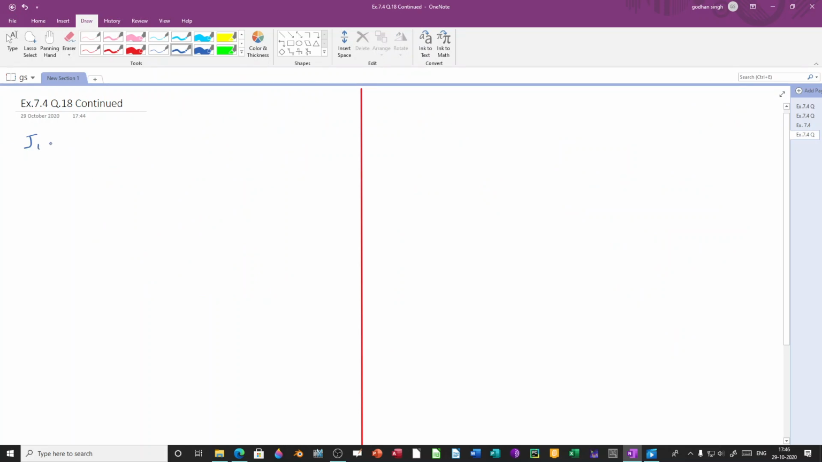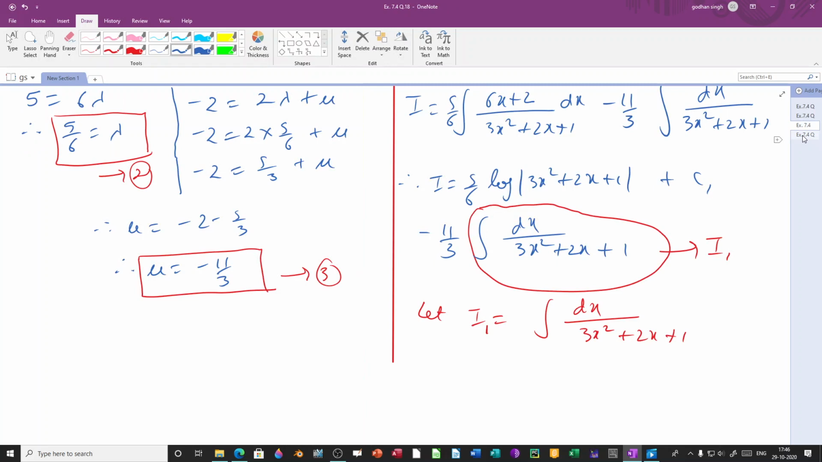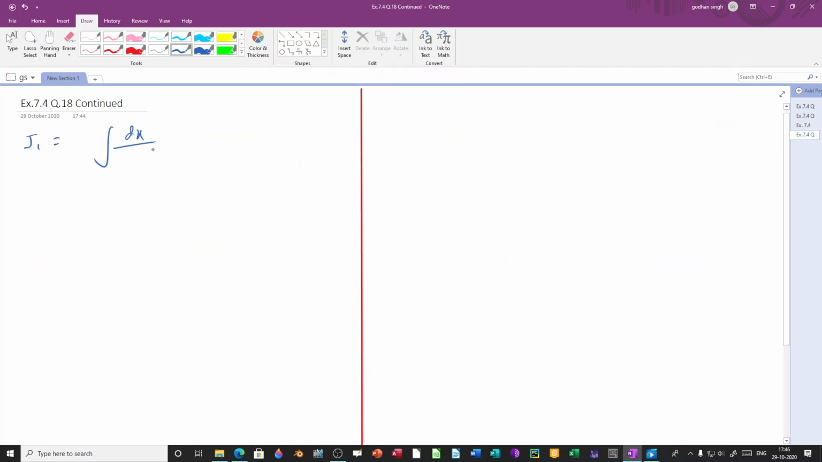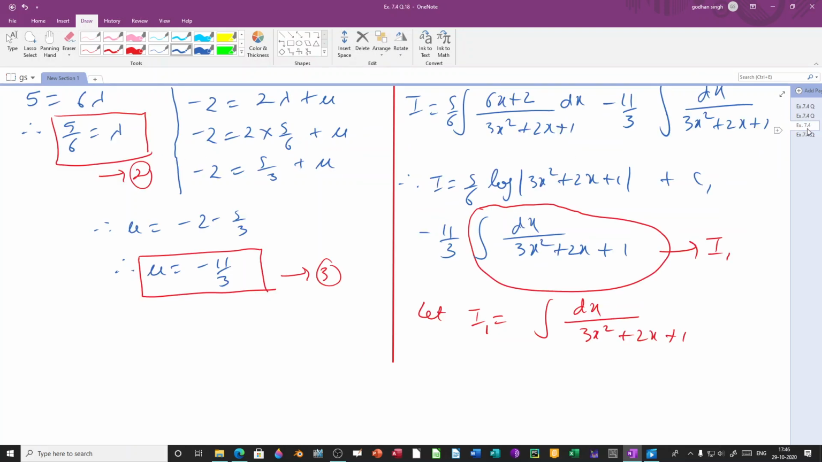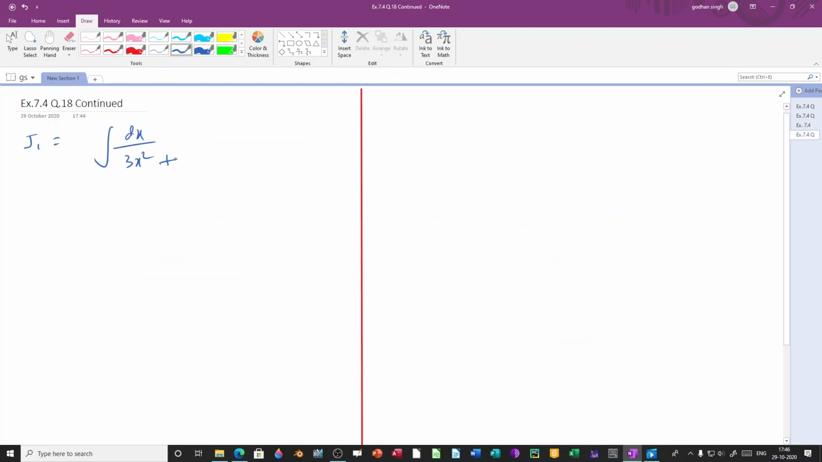I1 equal to integration of dx over 3x square plus 2x plus 1. So this we have to write as sum of perfect square. The first thing which we have to do is we will make the coefficient of x square as 1, because we have seen in all the standard integrals of the special kind, the coefficient of x square was either 1 or minus 1. So here the coefficient of x square is not 1, we will make it 1.